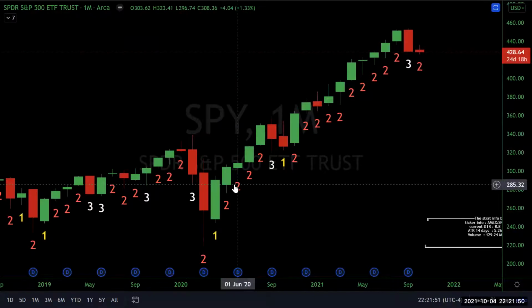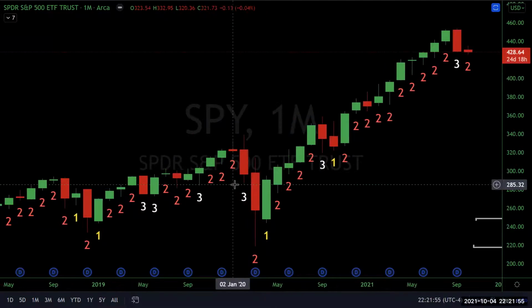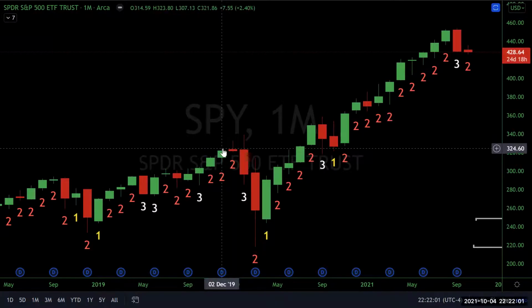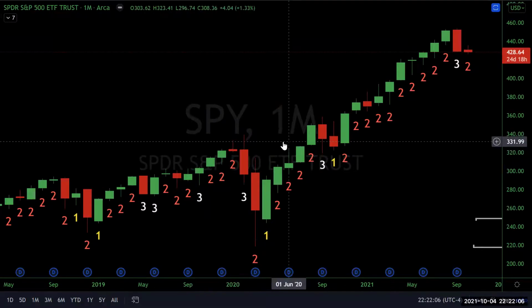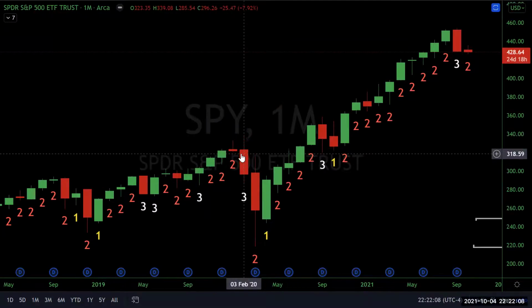Trying to find a 2 up and a 2 down. Because the thing is, you could have a red 2 up. Like, okay, right here, perfect. This is a red, but it's a 2 up because we took out the previous high. You get me? And then I'm gonna find a green 2 down.